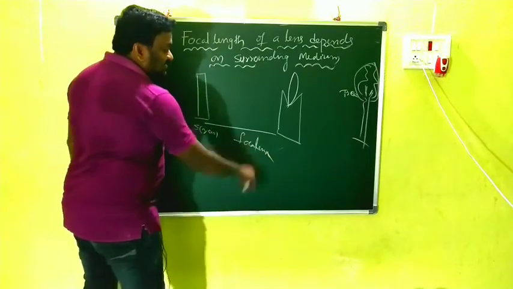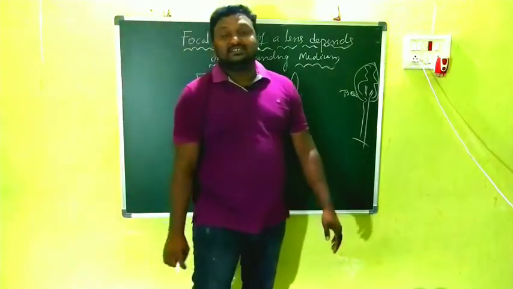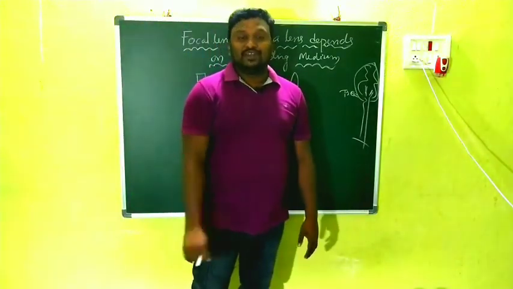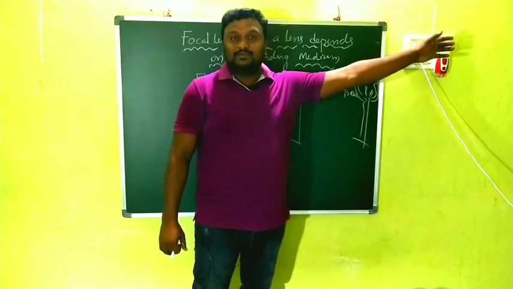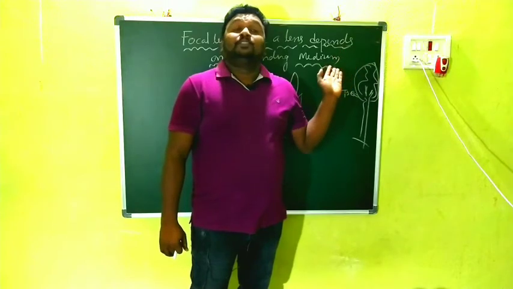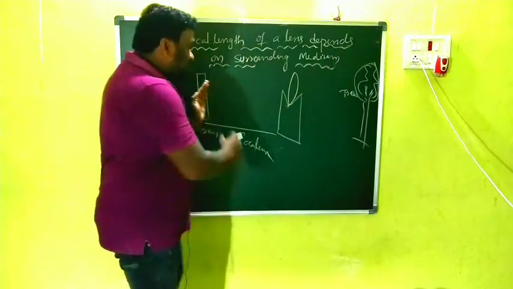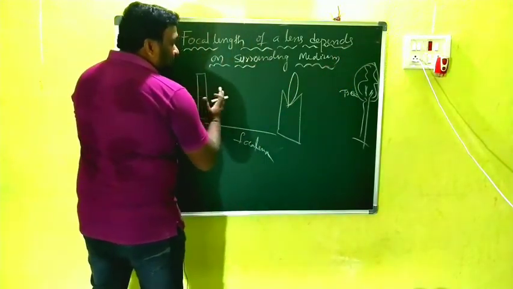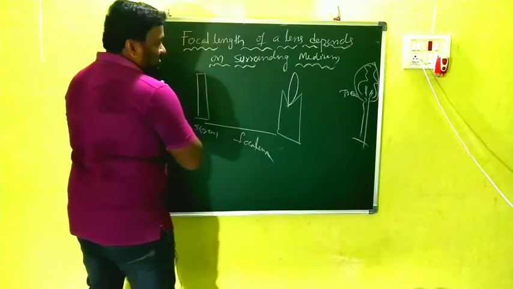This is the general method to find the focal length. We look at a long-distance object, the light coming from the object is incident on the lens, and we adjust the position of the screen until we get a clear image.